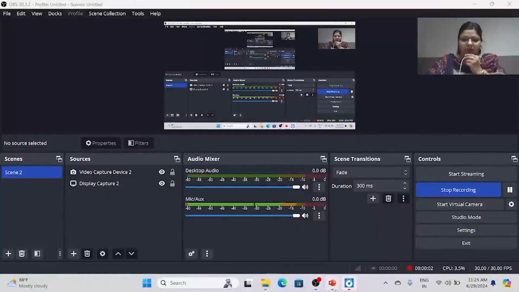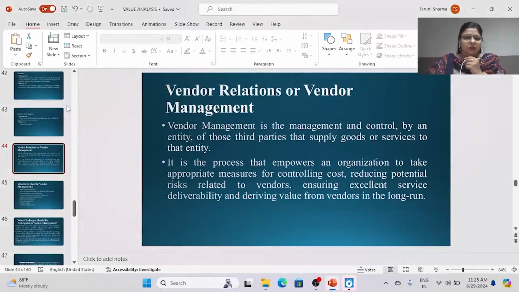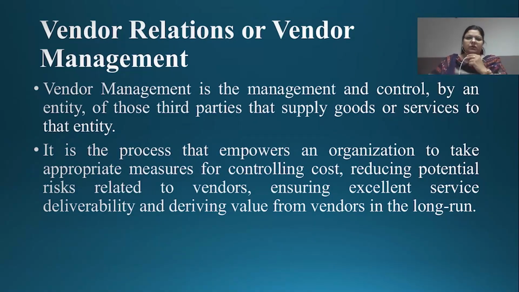Yeah, so guys, we were discussing what a vendor relationship and vendor management are, or we can say we have already read about what supply chain management is. Now the topic is vendor relationship and vendor management.